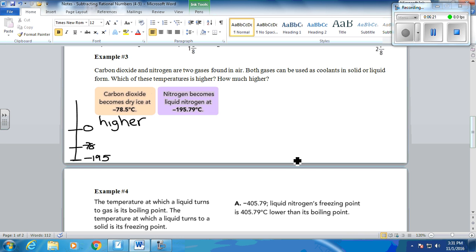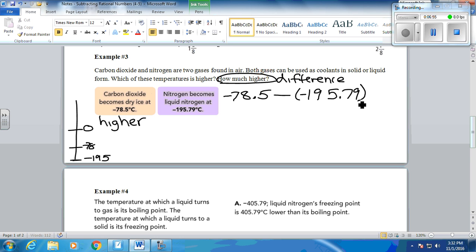So when they say how much higher, I'm really thinking, well, I need to find the difference between these numbers. And if I need to find the difference between them, when you set up a subtraction problem, you subtract the greater number from the smaller number. Technically, can I just say that backwards? You subtract the smaller number from the greater number. So the greater number is 78 and 5/10. I'm going to subtract the negative 195 and 79/100.